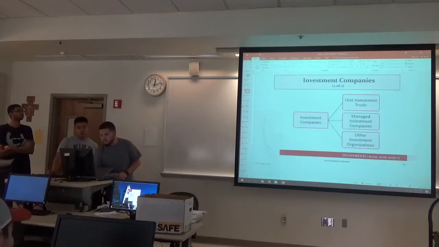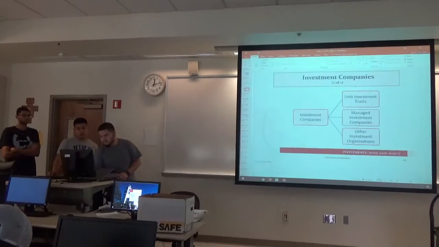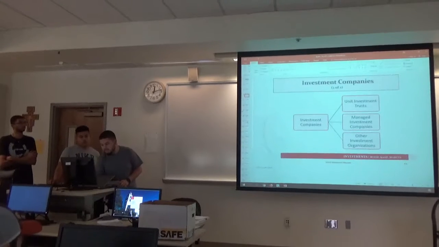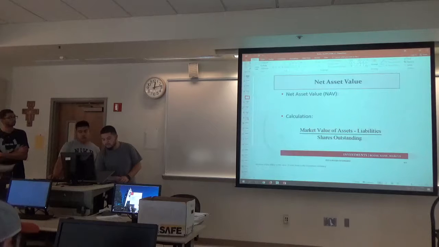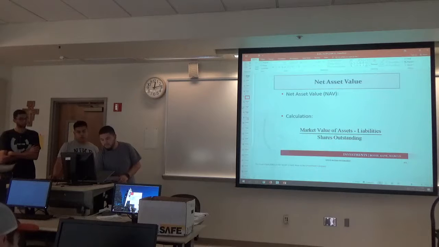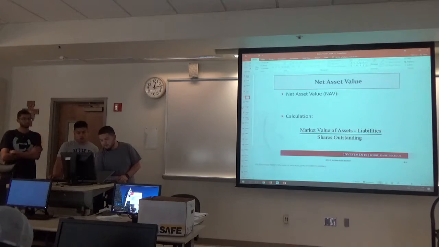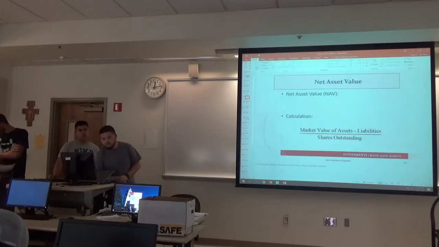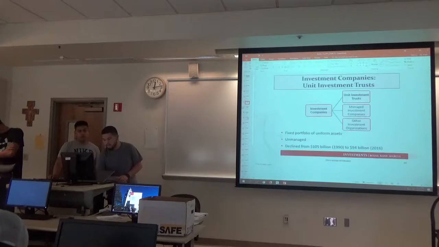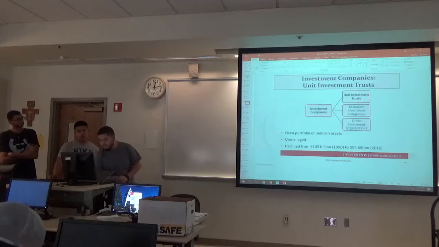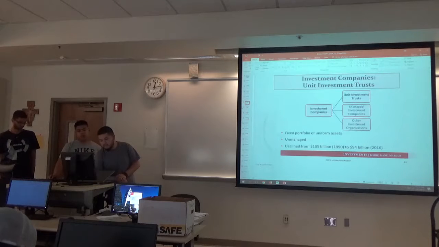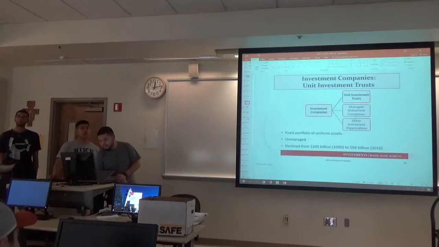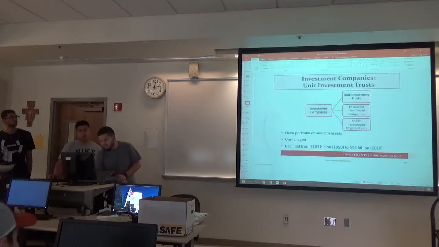And then there's 3 companies that branch out of the investment companies, which are unit investment trusts, managed investment companies, and then other investment organizations. And then the net asset value is the value of each share in the investment company, and the calculation to find that is market value of assets minus liabilities over shares outstanding. And then in unit investment trusts, there's a fixed portfolio of uniform assets, they're unmanaged, and it's declined from 105 billion in 1990 to 904 billion in 2016.